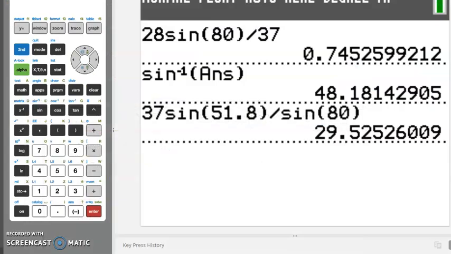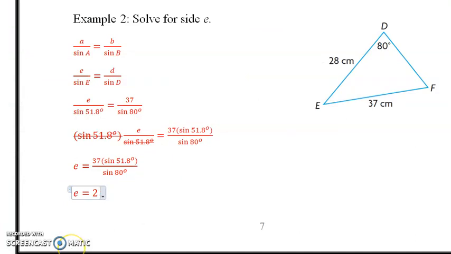So we get E equal to 29.525, and so on. Again, if they do not say how to round it, you're going to round it to one place after the decimal, to the tenth place. So we get E equal to 29.5, in units of centimeters. Okay?